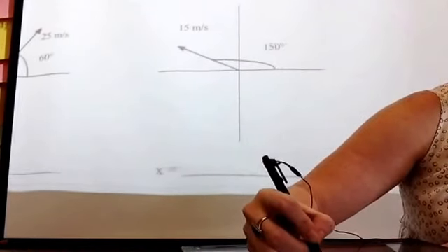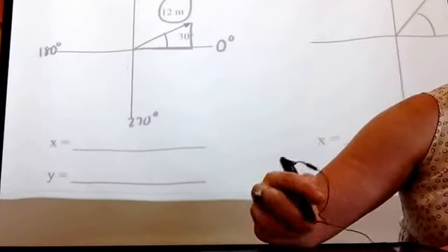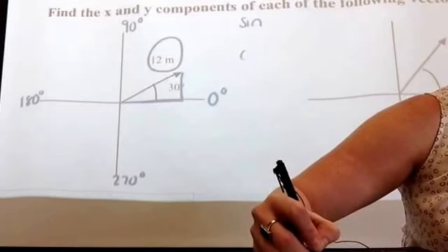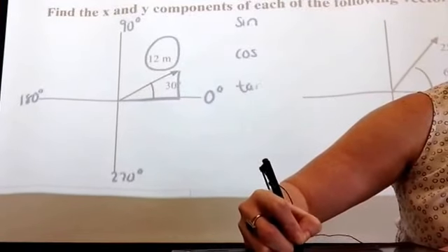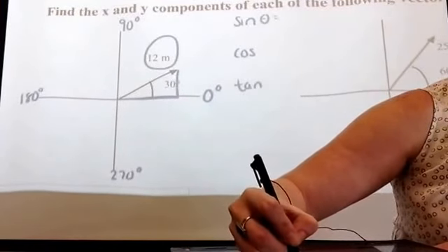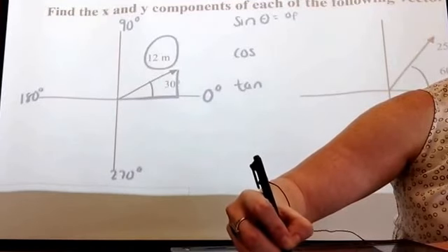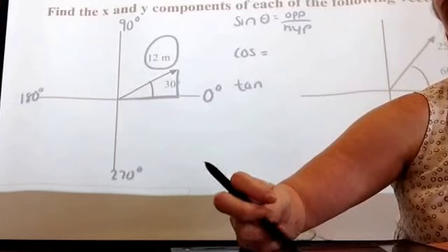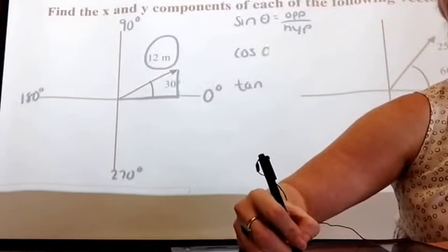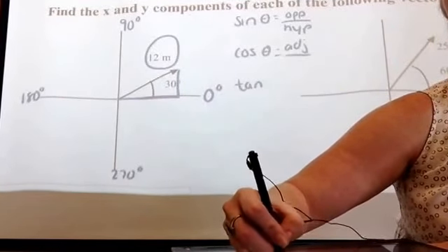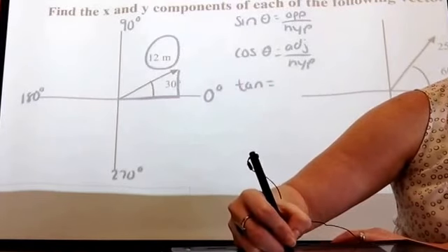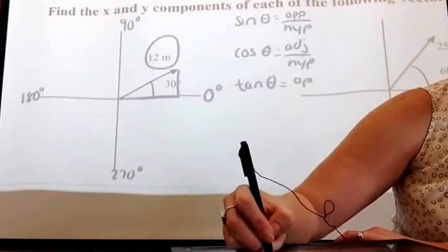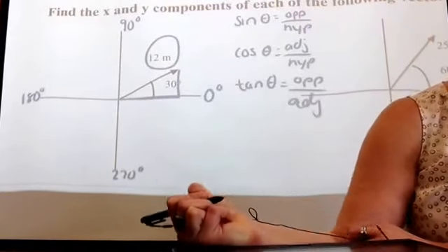In your math class, you learned trig functions. And those trig functions are sine, cosine, and tangent. The sine of theta, which is the angle, is the opposite over the hypotenuse. The cosine of theta is the adjacent over the hypotenuse. And the tangent of theta is the opposite over the adjacent.